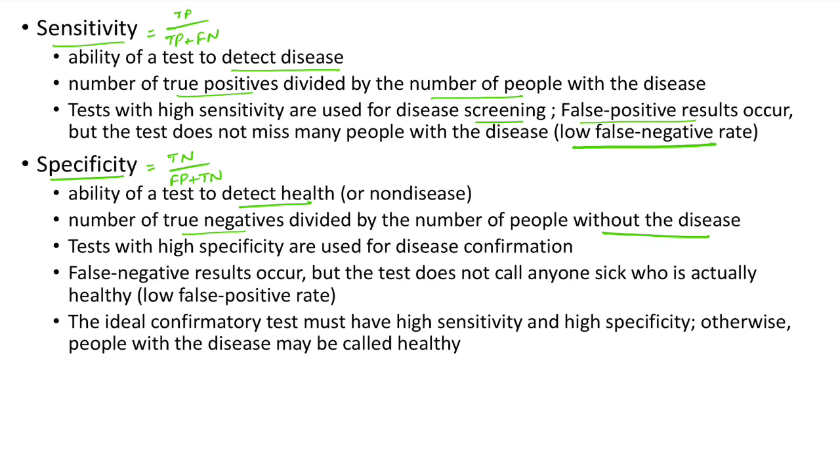Tests with high specificity are used for disease confirmation. False negative results occur, but the test does not call anyone sick who is actually healthy. That is, it has low false positive rate. The ideal confirmatory test must have high sensitivity and high specificity, otherwise people with the disease may be called healthy.